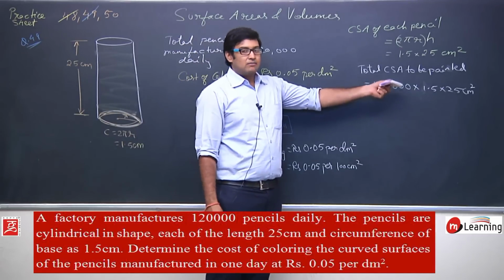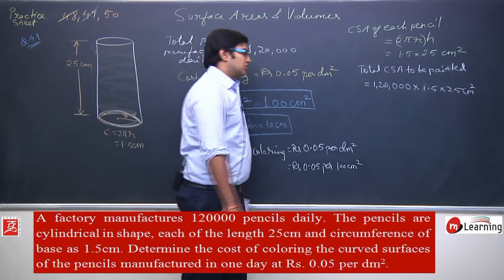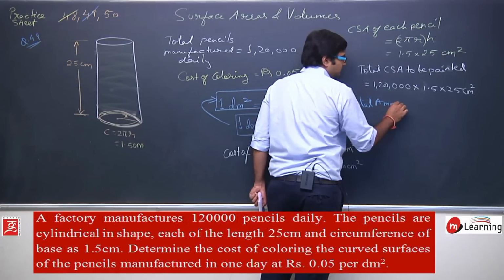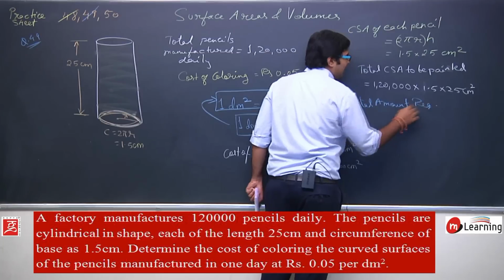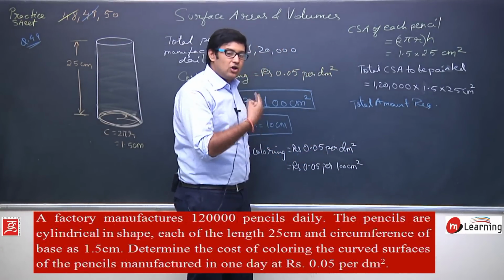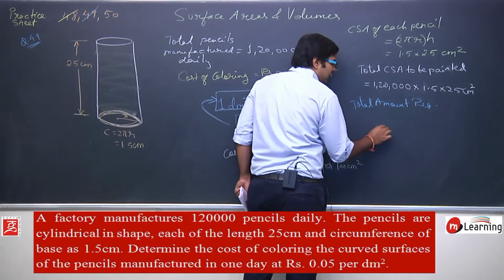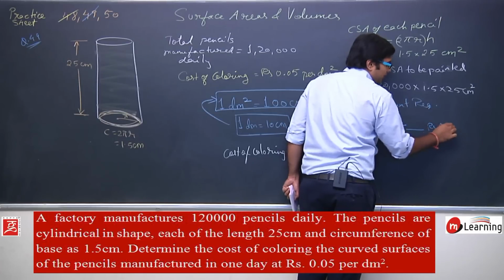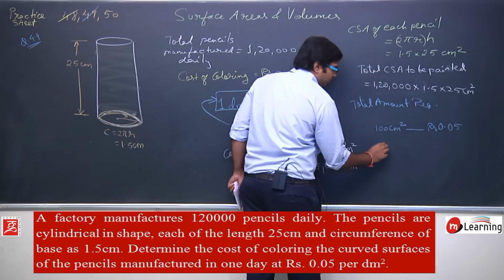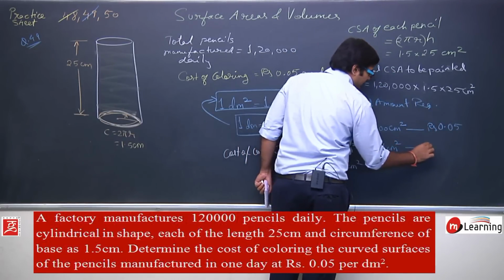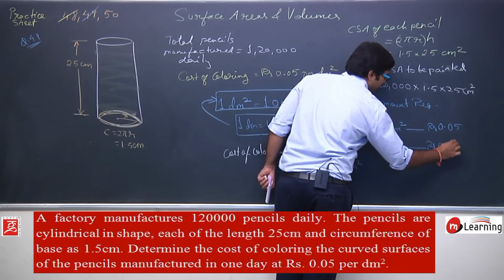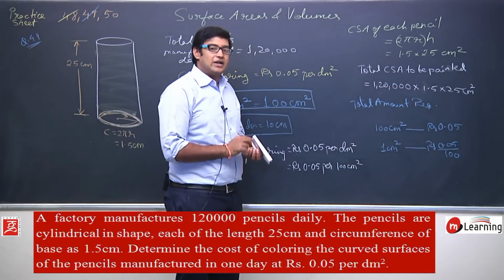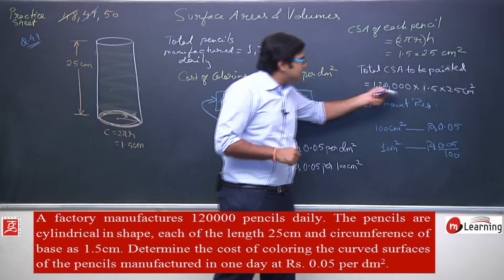Now this is the area, but what is the cost of painting this area? So the total cost required to paint all the pencils: we know that to paint 100 centimeter square, I need rupees 0.05, and for 1 centimeter square, I need rupees 0.05 upon 100. This much is the amount required to paint 1 centimeter square.